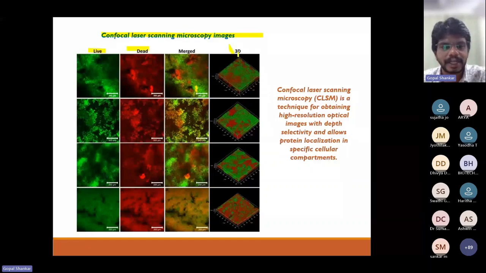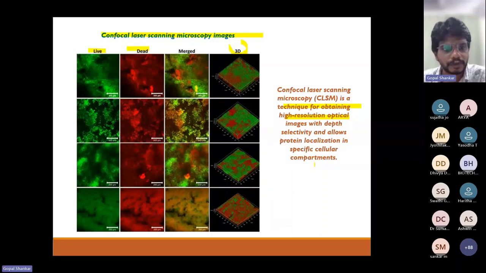Okay, so it is very vital in obtaining high resolution optical images with depth sensitivity, and it allows protein localization in a particular specific cellular component. The reason is that with your normal microscope, when you focus at one point, all other points become blurred. So if you have a material that is a 3D scaffold, with a normal microscope you cannot go below a particular point. You have restrictions or limitations. But with a confocal laser microscope, you can go in the depth axis, that is the z axis, you can go down further and look at how the cells are distributed in the scaffold material.